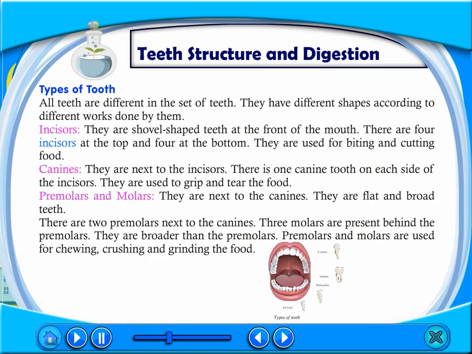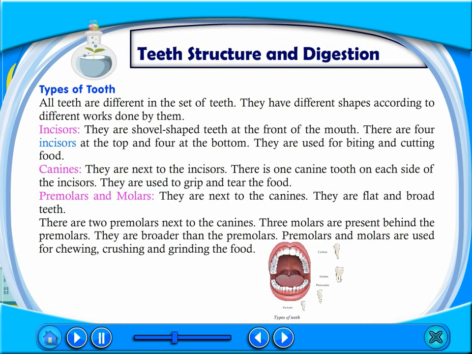Types of teeth. All teeth in the set of teeth are different. They have different shapes according to the different work done by them. Incisors. They are shovel-shaped teeth at the front of the mouth. There are 4 incisors at the top and 4 at the bottom. They are used for biting and cutting food.